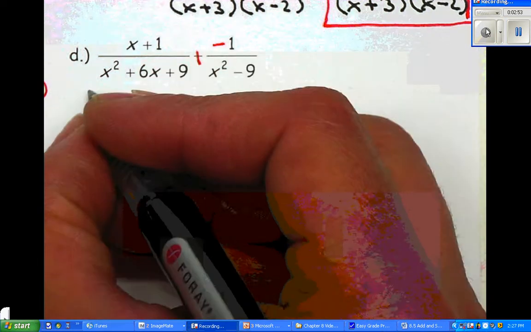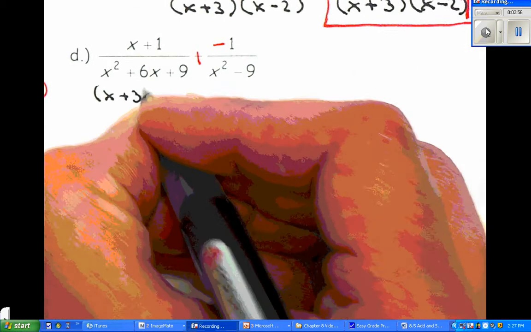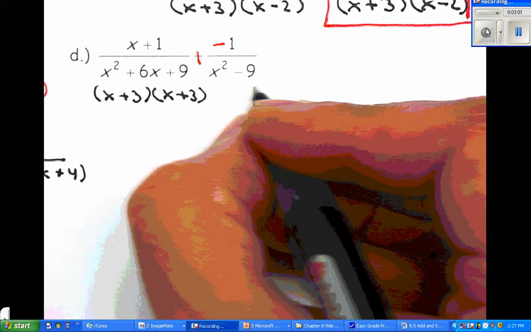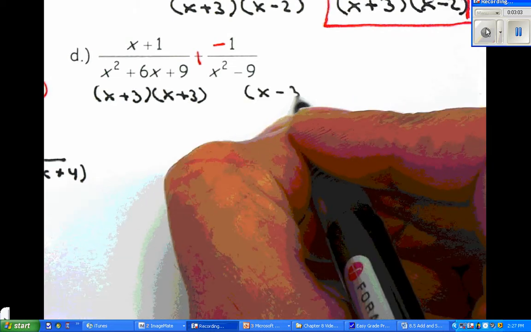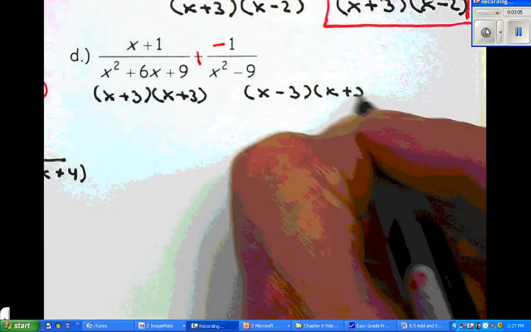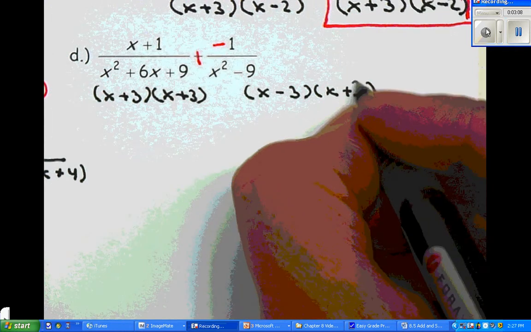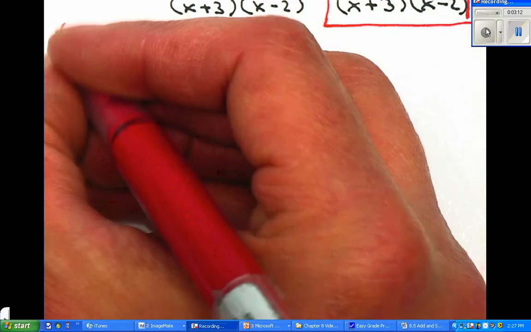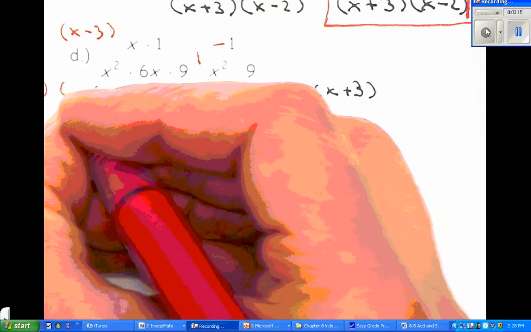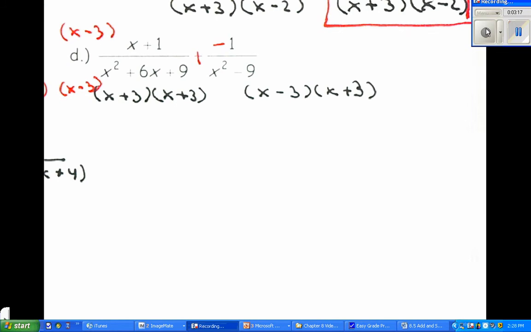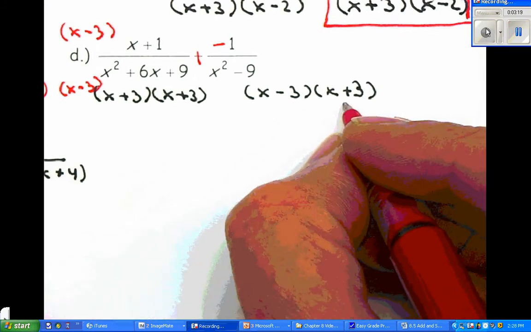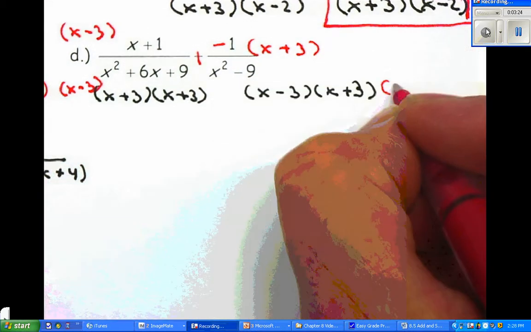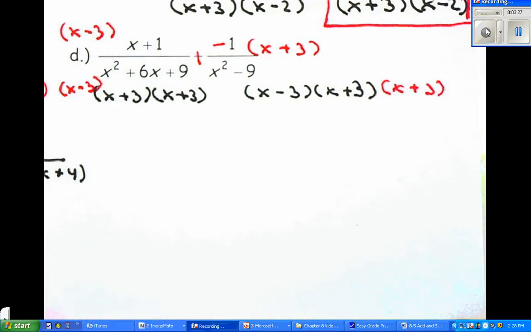I'm going to factor the denominator, so I'm going to have x plus 3, and on the right, we have the difference of two squares, so this will be x minus 3, x plus 3. We want to make the denominators the same, so I'm going to multiply the left by x minus 3. And on the right, I have an x plus 3, but I need 2 of them, so I just need an x plus 3. Now the denominators are the same.